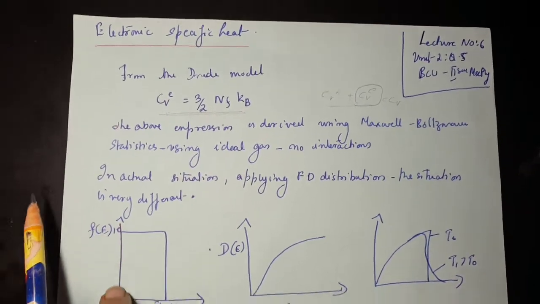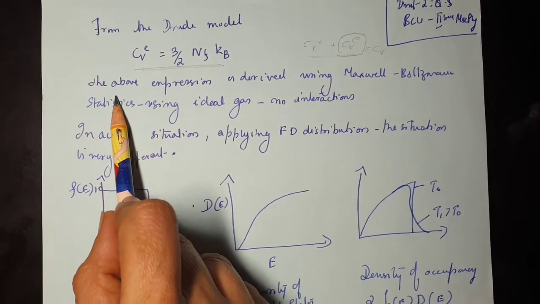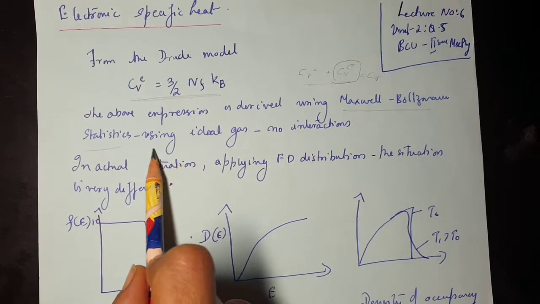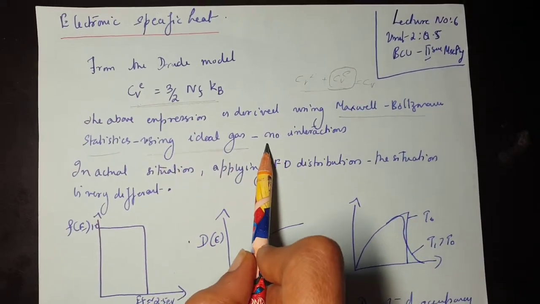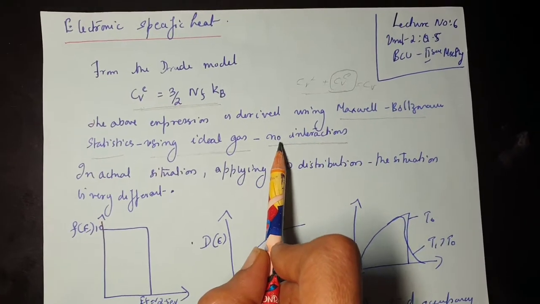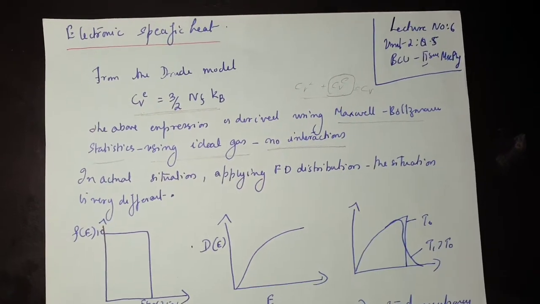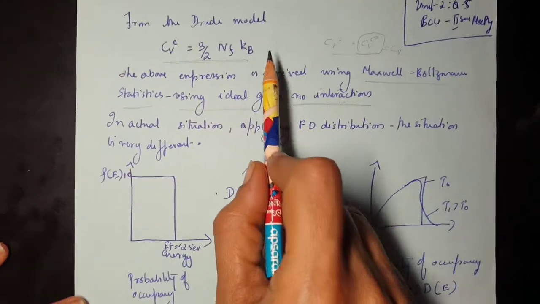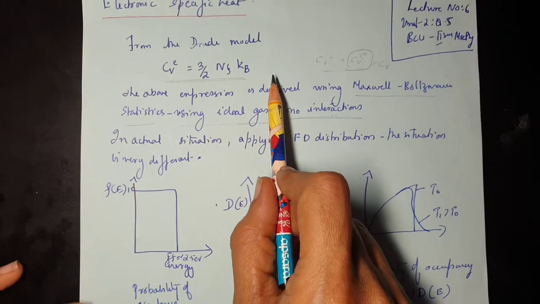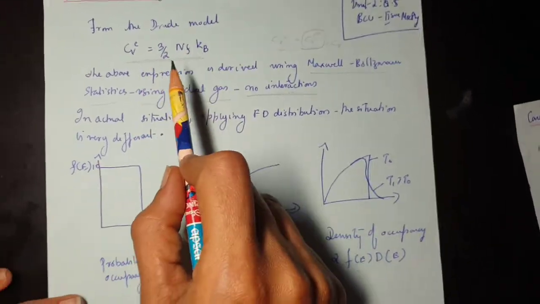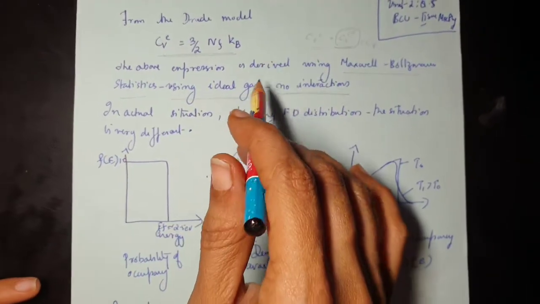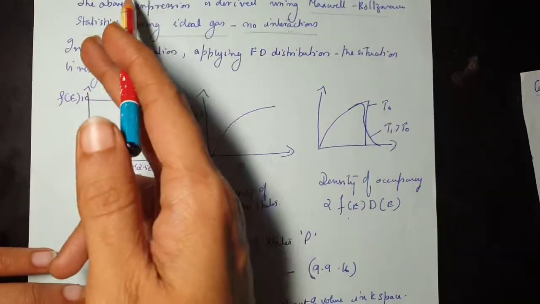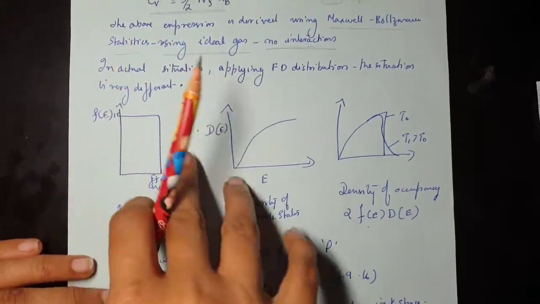But what they have used for arriving at this is mainly Maxwell-Boltzmann statistics, or an ideal gas. The basic idea is that the particles do not interact with each other. Using that, they have derived this formula. But there are some lackings in this formula, so because of that they developed something called the Drude-Sommerfeld model, which takes care of the limitations of this formula.